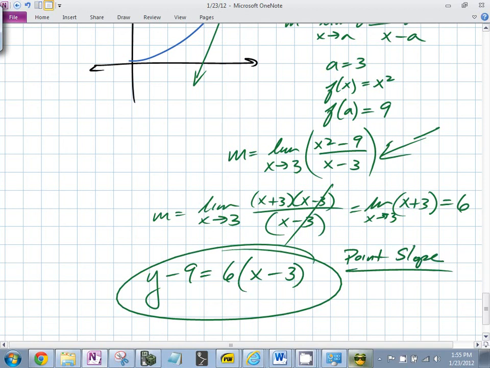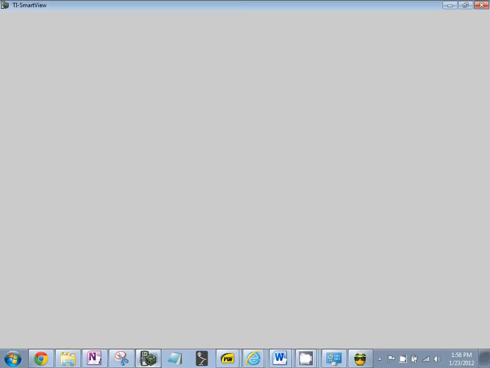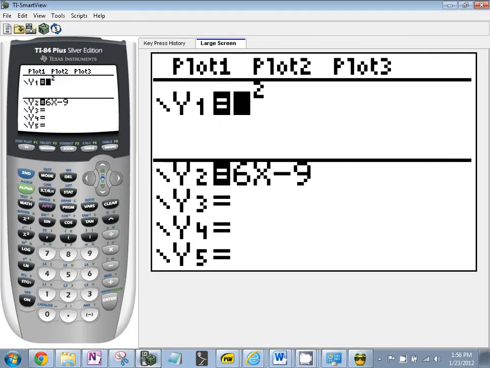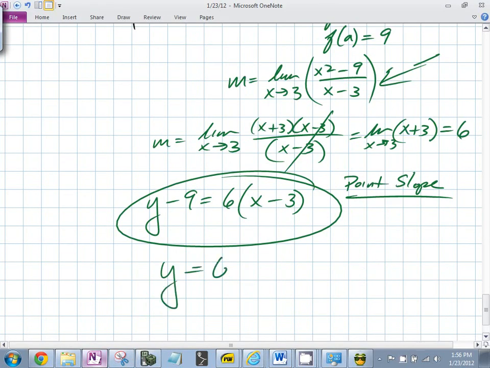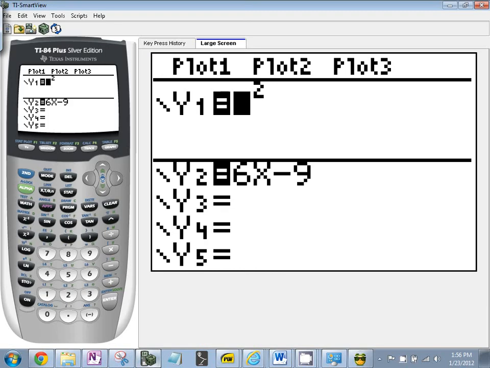Now, how could we visually check this? Well, we could type x squared into our calculator. Can you plug point-slope form into your calculator? No. Your calculator needs slope-intercept. So what did I do over here? Y equals 6x minus 18 plus 9. Take a look at what this is. Does it look like it's the tangent line? It really looks like it.